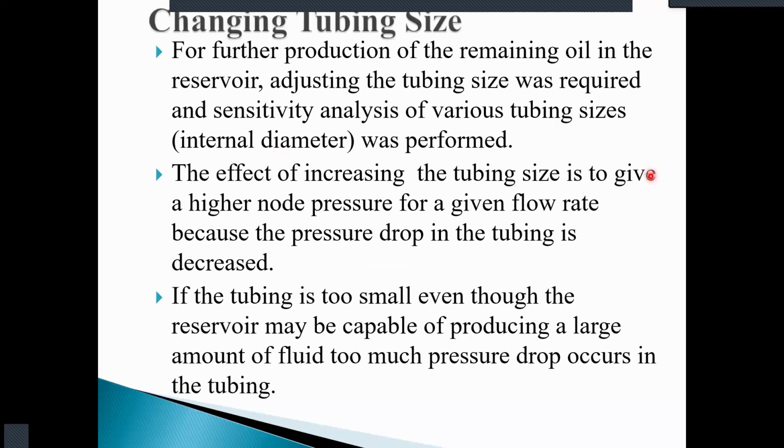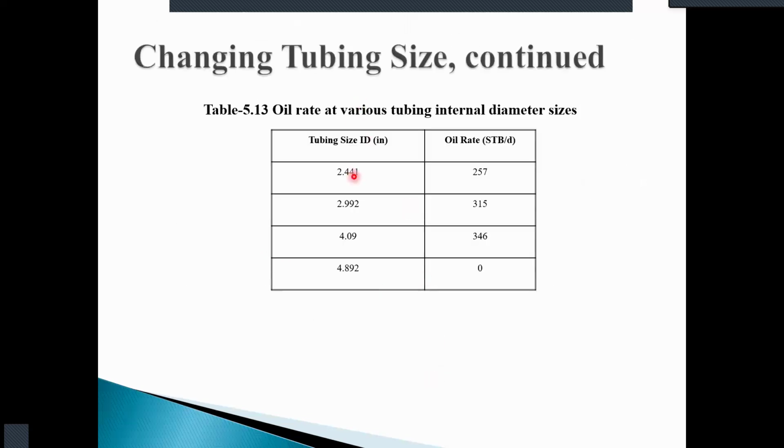The effect of increasing tubing size is to give a higher node pressure for a given flow rate, because the pressure drop in tubing is decreased. If tubing is too small, the reservoir may be capable of producing a large amount of fluid, but too much pressure drop occurs in the tubing. What they are doing is combining that effect with a high water cut and a low reservoir pressure with the actual tubing size, which is not appealing to the model. Since they are increasing tubing ID, the oil rate is decreasing here. That is what is happening. So this sensitivity is generally not done in the actual model, or it cannot be taken forward in the field for optimization.